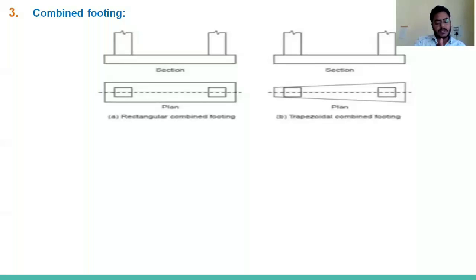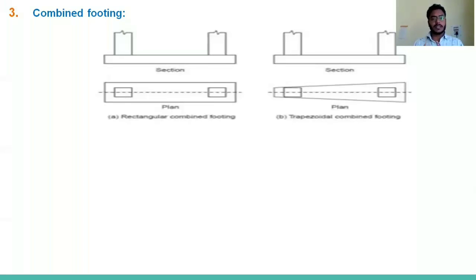In other cases also, it's very rare, but you will see that the soil bearing capacity is varying throughout the footing. So according to that also we have to go for the trapezoidal combined footing. So by designing the trapezoidal combined footing, we can make the contact pressure equal throughout the base of the footing, right?